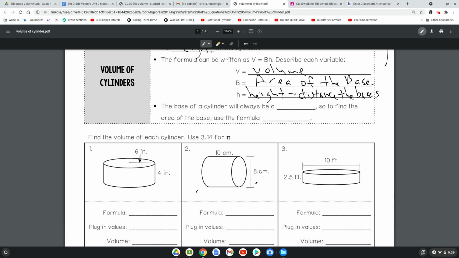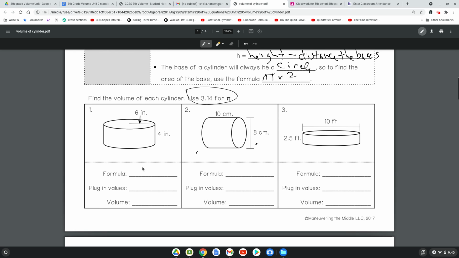All right, so the base of a cylinder is always going to be a circle. So to find the area of the base, you use the formula that you learned last year, pi r squared. And you always have to have the radius and square it first. And I want you to use 3.14 for pi. Okay.